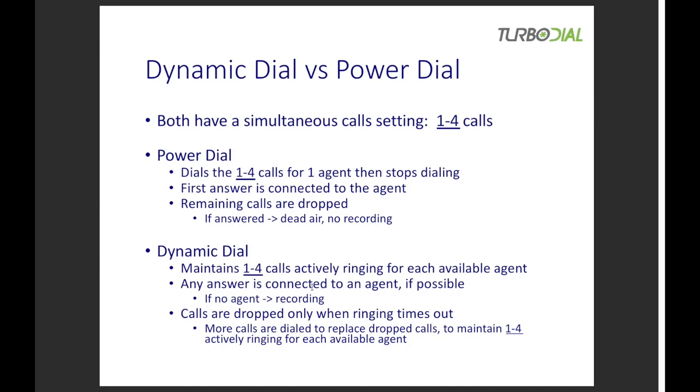Any call that's answered is connected to an agent if possible, and if there's no agent, that call gets sent to a recording. Calls are dropped only when ringing times out. On PowerDial, calls were dropped as soon as the first call was answered. In the case of dynamic dial, they're dropped only when their ringing times out, and more calls are dialed to replace those dropped calls in order to maintain your set number of actively ringing calls per available agent. So dynamic dial is attempting to keep calls ringing in order to keep your agents talking to the prospects.